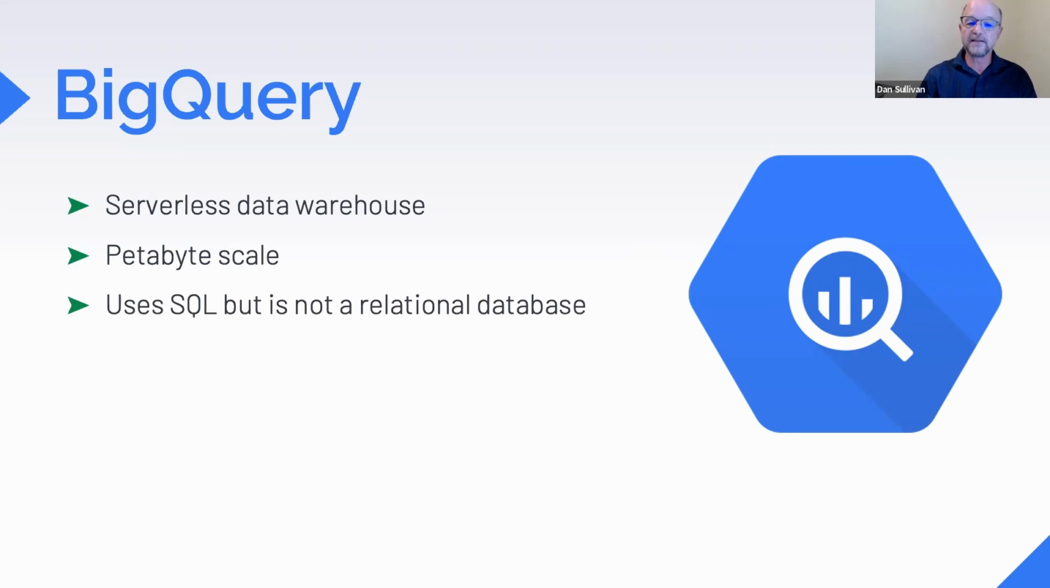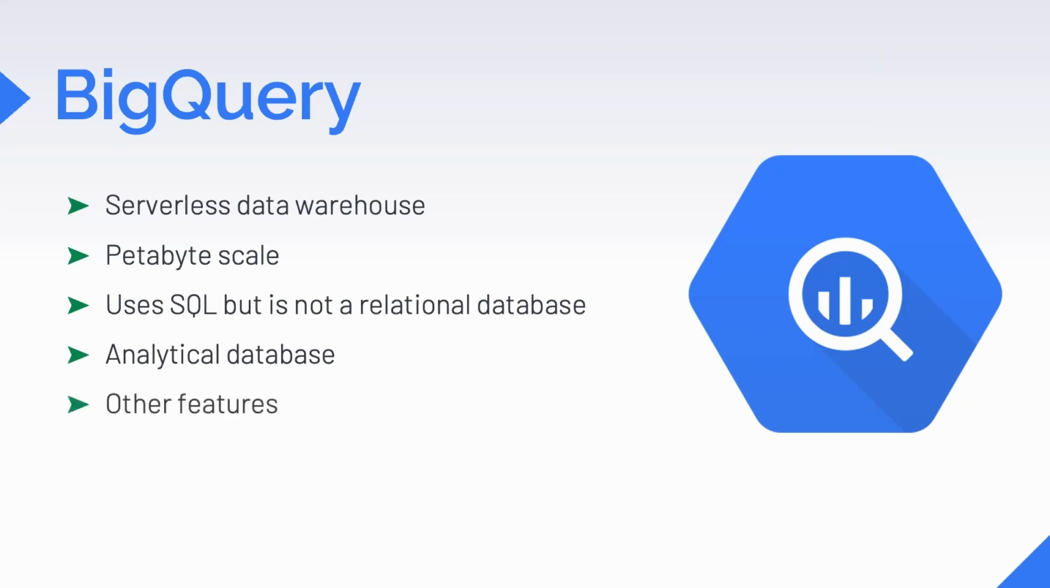But one thing to keep in mind is it's not a relational database; it's an analytical database. So a lot of things we're used to in databases like Postgres or MySQL aren't available in BigQuery. And these are basic things like indexes and foreign keys. That's just not how BigQuery is built. And BigQuery is really built for speed and large volumes of data.